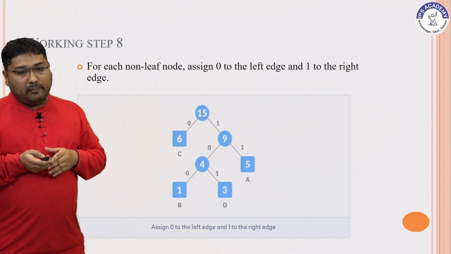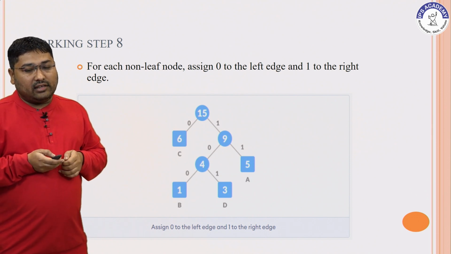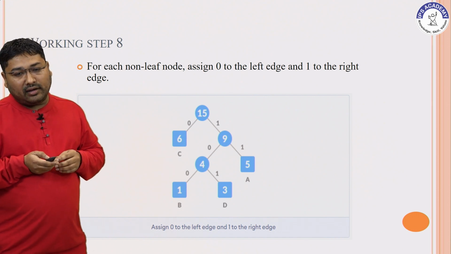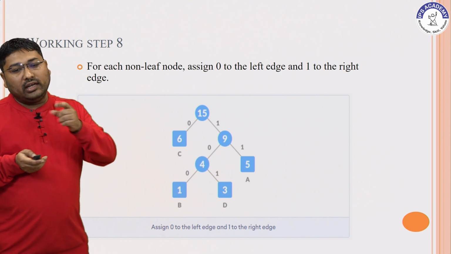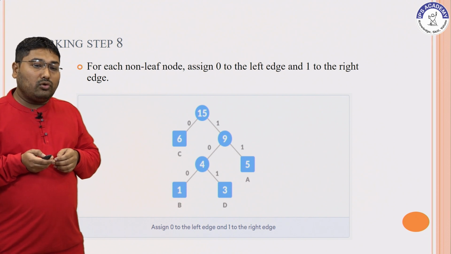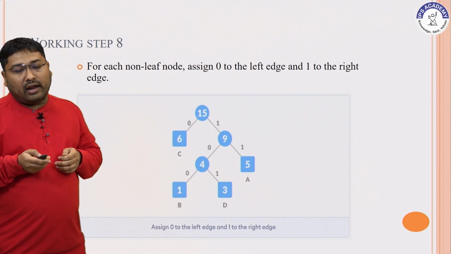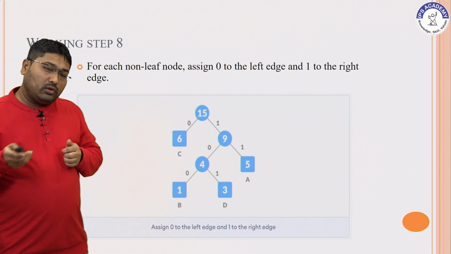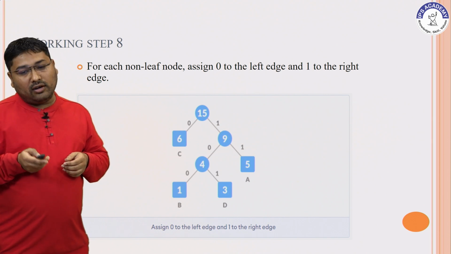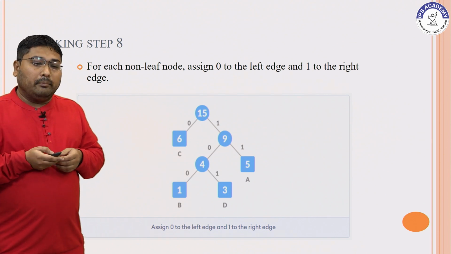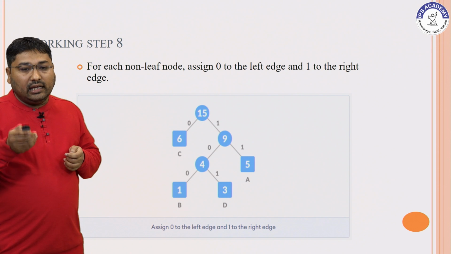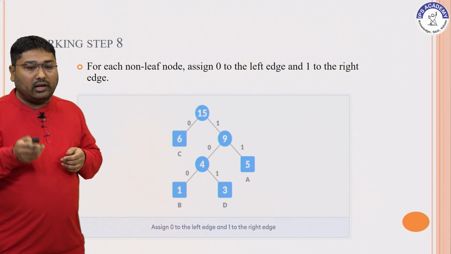Now after creating this Huffman tree, we assign each left edge 0 and each right edge 1. How can we calculate each character's Huffman code? We traverse from the root node to the leaf node. For example, to calculate the Huffman code of A, we start from the root node, which has frequency 15, and travel to the leaf node A, and we get 1 1 as the Huffman code of character A. Similarly, B is 1 0 0 from traversing from the root node, D is 1 0 1, and C is only 0.